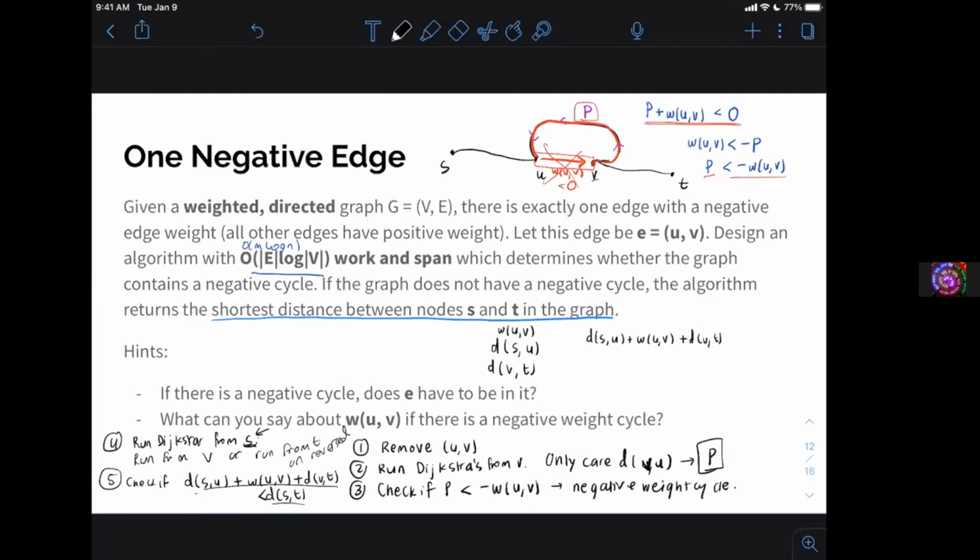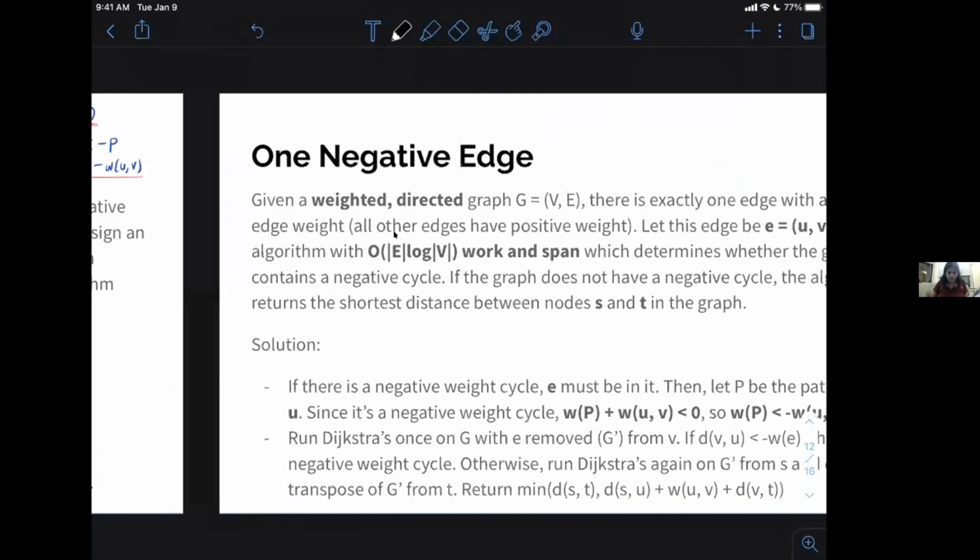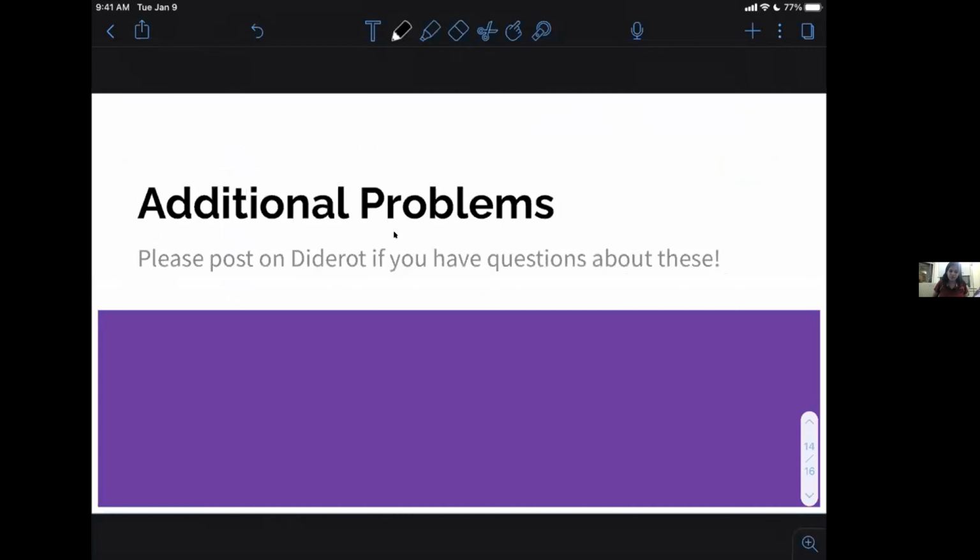I think we should probably move on to the next topic. We can talk about this at the end, or you can message me privately. Is that okay? Sure. Cool. So that's all I have. This slide deck has additional problems, and I'll post it on Ed.